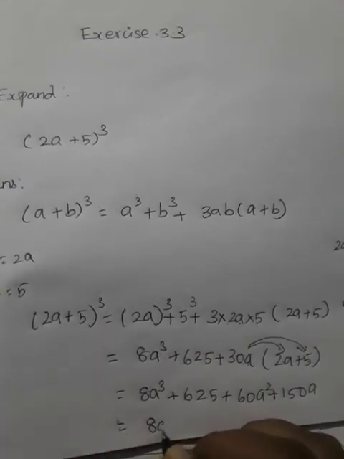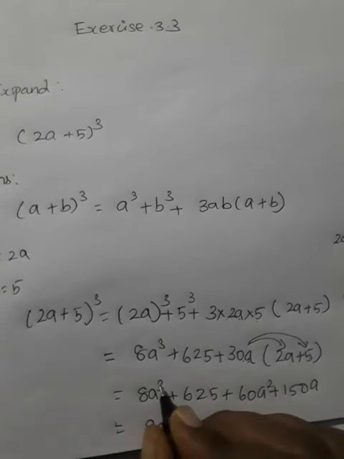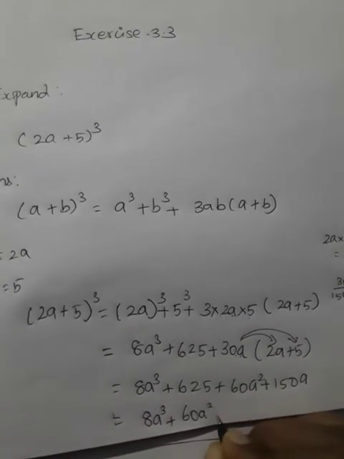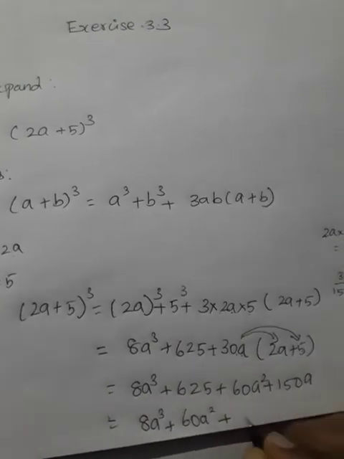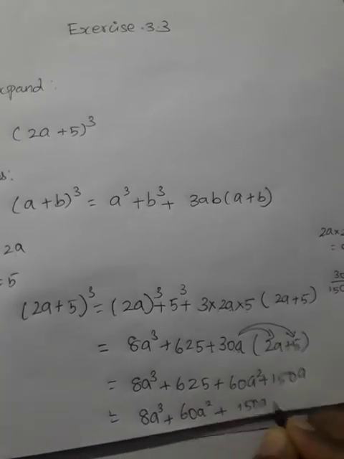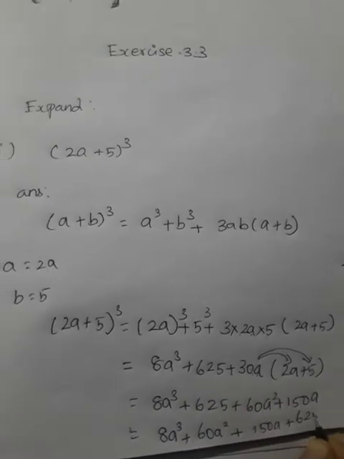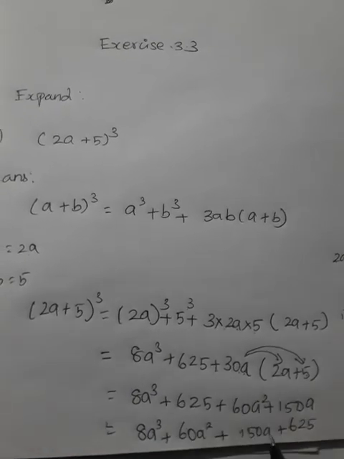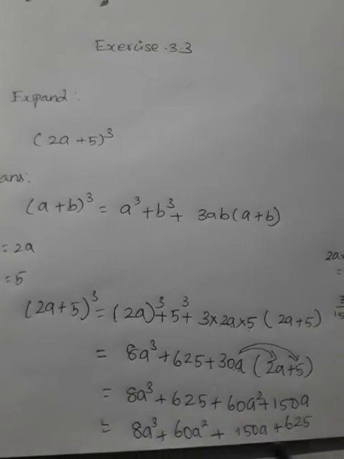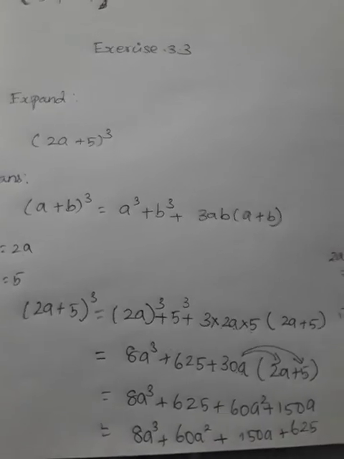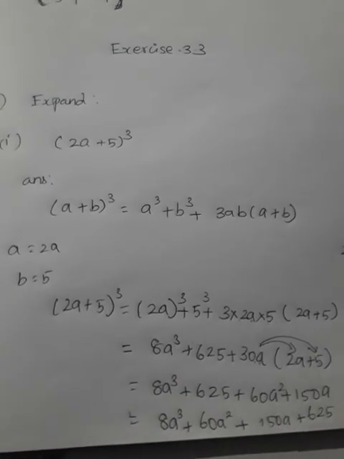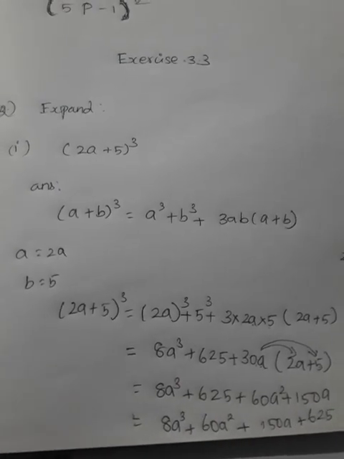So 8a cube. After that, after cube what will come? Square. So 60a square plus after that only one a, 150a. Finally write the constant term, in the sense the number term. Clear? Here there is no like term. So one is cube, another is square, another is just a, another is the constant term. You can't do anything hereafter. Very simple, no? If you know this formula, then it will be very easy. I'll give you the homework, you can do it.